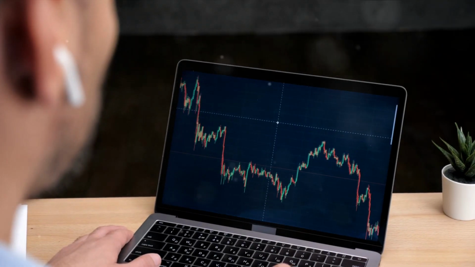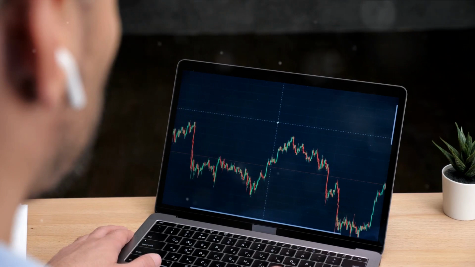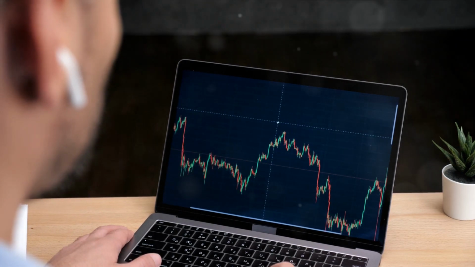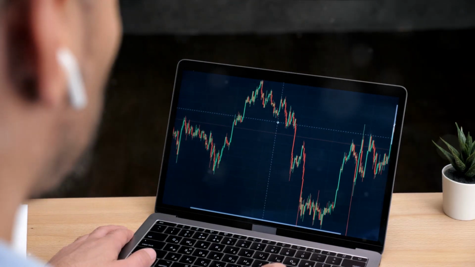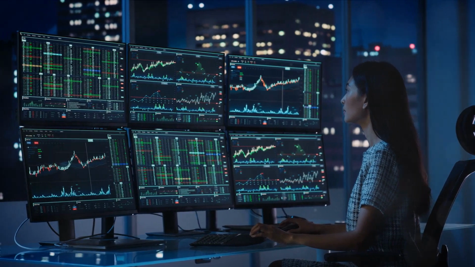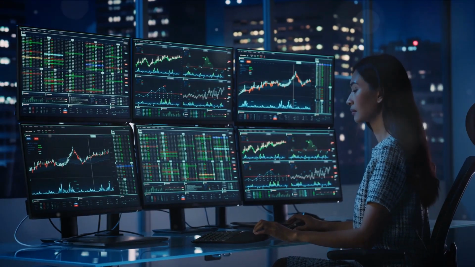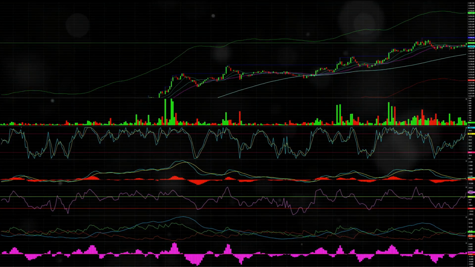Now that we know what stock charts are and their types, how do we read them? Well, it's like reading a book, but instead of words, we have lines, bars, and numbers. The first thing to note is the X and Y axis. The X-axis represents time, whether it's hours, days, weeks, or even years. The Y-axis, on the other hand, represents the price of the stock.